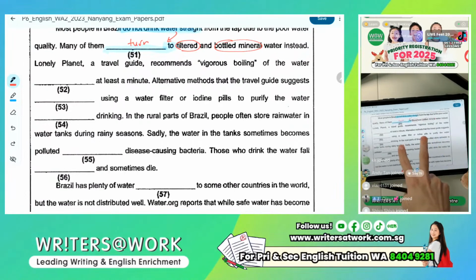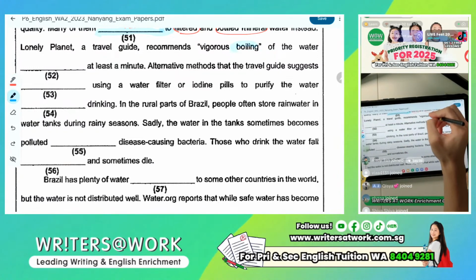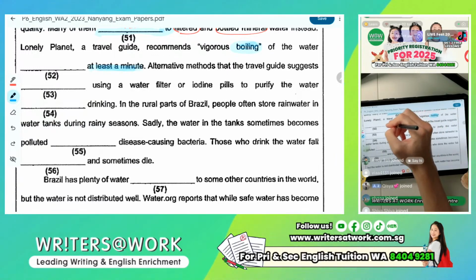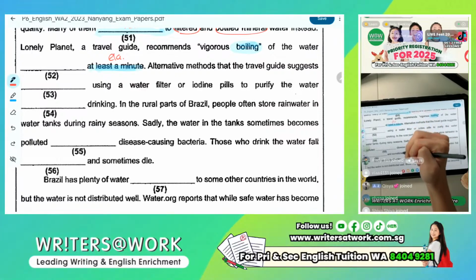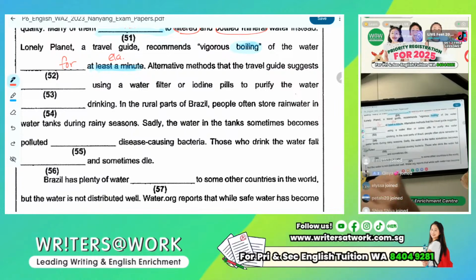Lonely Planet, a travel guide, recommends vigorous boiling of the water, dash at least a minute. So you can see when you boil the water, they tell you how long to boil. So this is some sort of elaboration. Therefore, we will need a preposition for to link the information together.